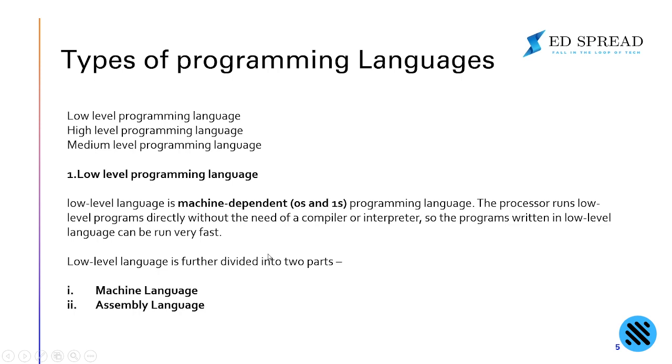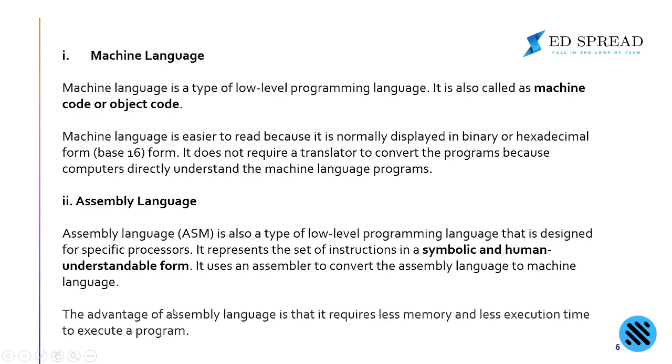Low level language is further divided into two parts. One is machine language, and another one is assembly language. So let us see what these two are. Machine language is a type of low level programming language, right? It is also called machine code or object code. Machine language is easier to read because it is normally displayed in binary or hexadecimal form.